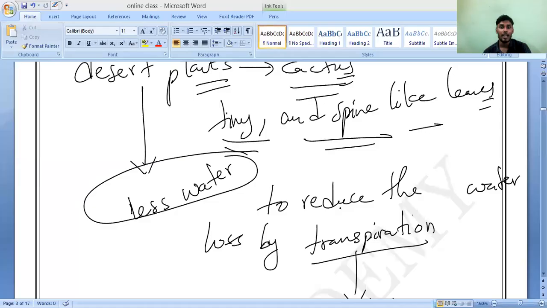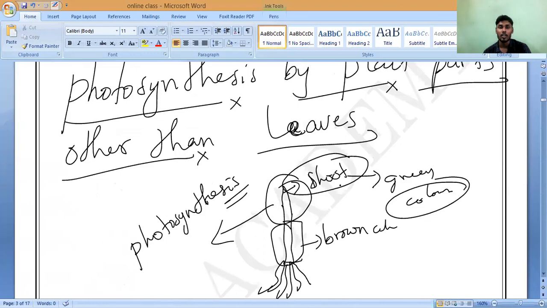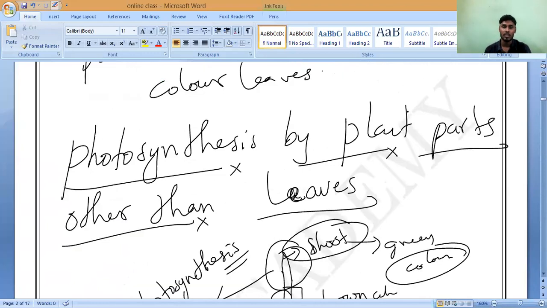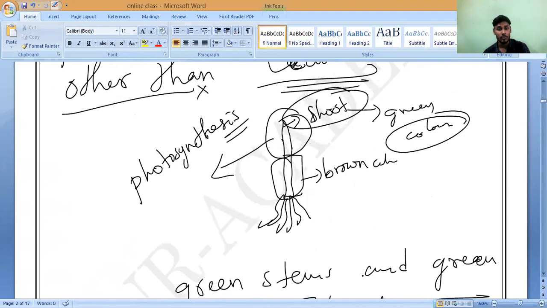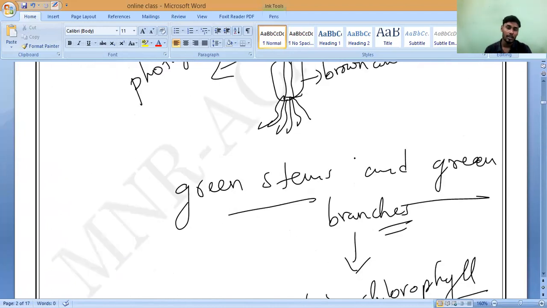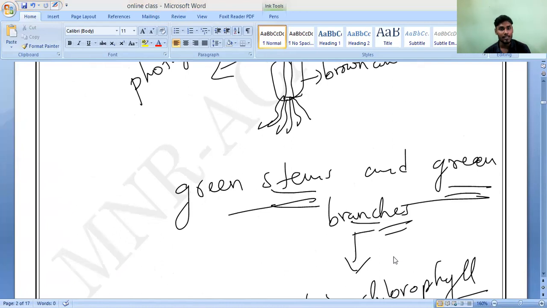So this is all about the plants which carry out photosynthesis by plant parts other than leaves. Other than leaves, that is what? Green stems as well as green branches. Understand? So if we take this cactus plant, it has this green color pigment called chlorophyll in its branches as well as stems, with which they can do the photosynthesis reaction.